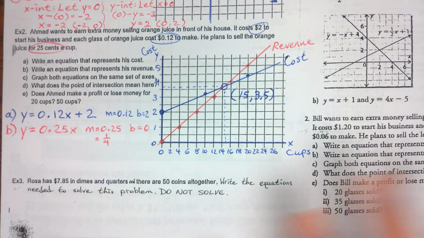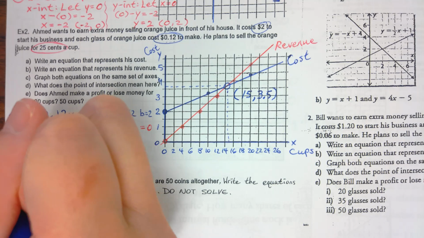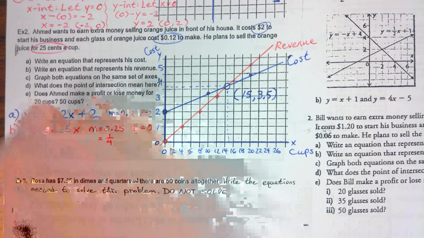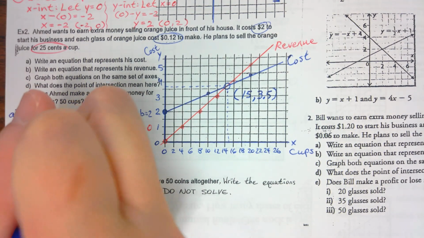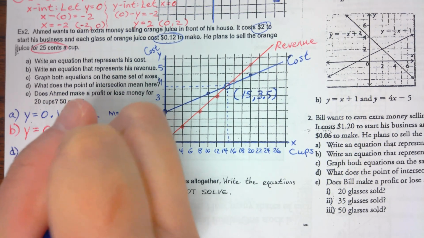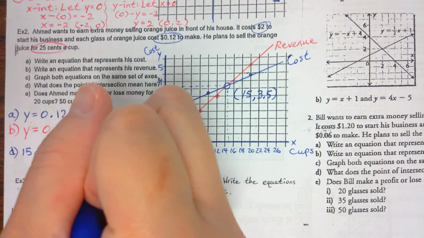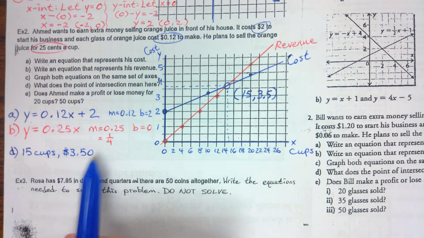And okay, what does this point represent? So remember, I was saying EQAO love asking this question, like what does it mean in terms of the context of the question? What is the 15? 15 represents, yep, yeah, 15 cups. And what about that 350? Not profit. Not the cost either. So 15 cups, 350.